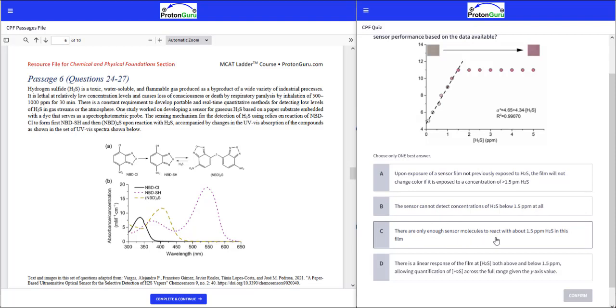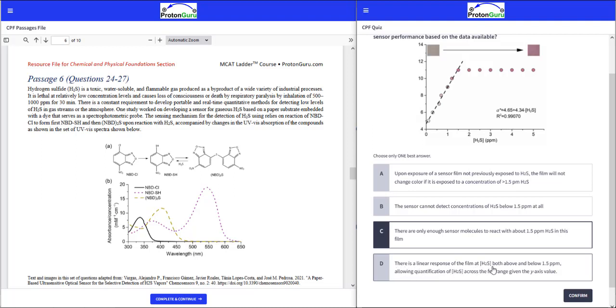There are only enough sensor molecules to react with about 1.5 ppm of H2S in this film. Well, let's see. If we have some molecules and we have 1.5 ppm of H2S, and then we keep adding more molecules, the color won't keep changing. That suggests we've saturated our system. That could be the right answer. But let's look at choice D.